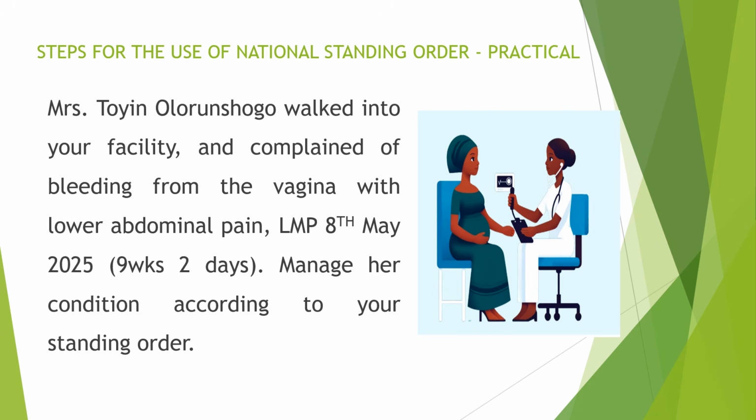Now we are going to take a case, to discuss the steps for the use of the National Standing Order, the practical steps. So we're taking the case of Mrs. Olorun Shogo, who walked into the health facility and complained of bleeding from the vagina with lower abdominal pain, and her last menstrual period was 8 May 2025.